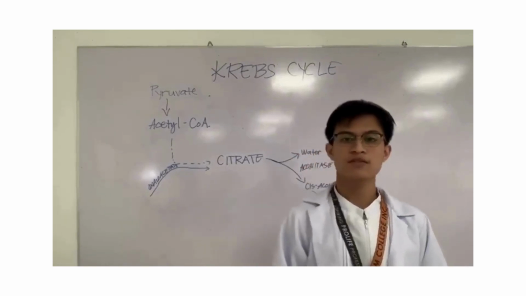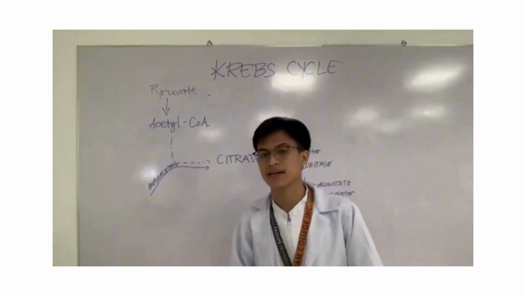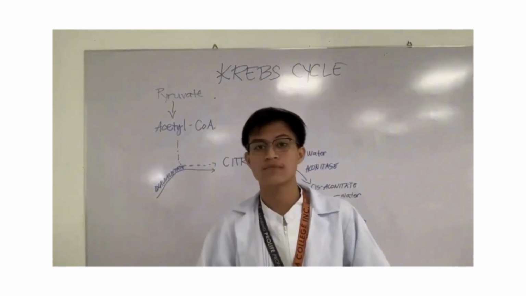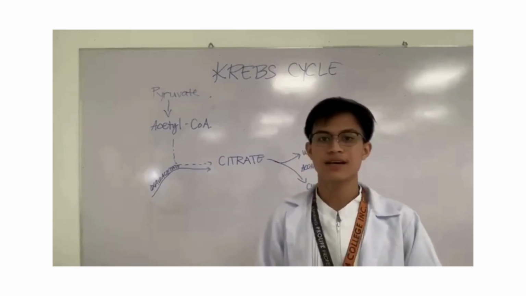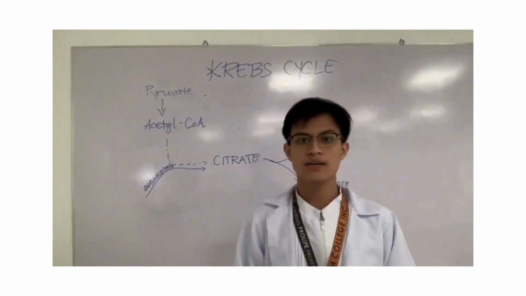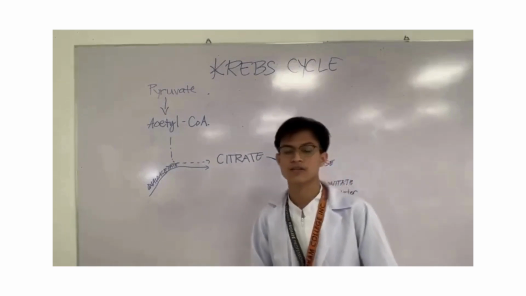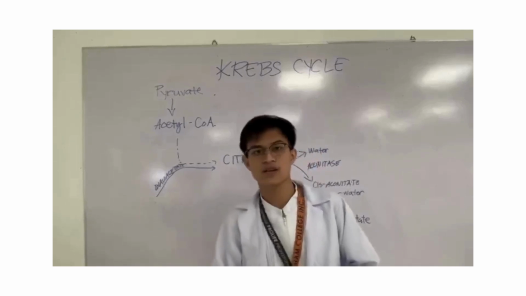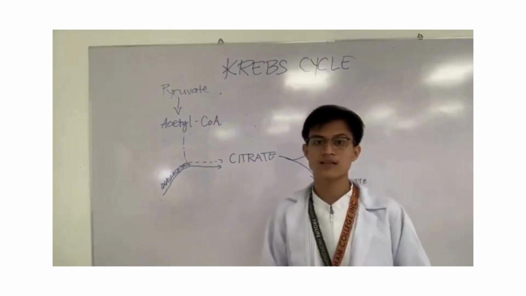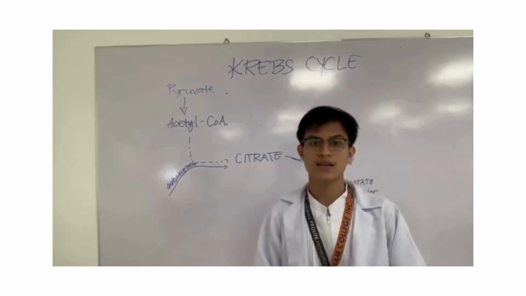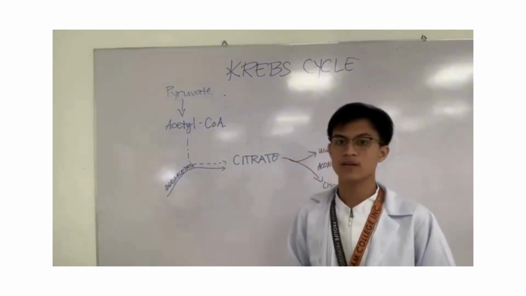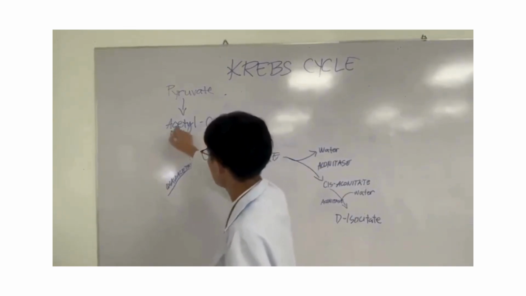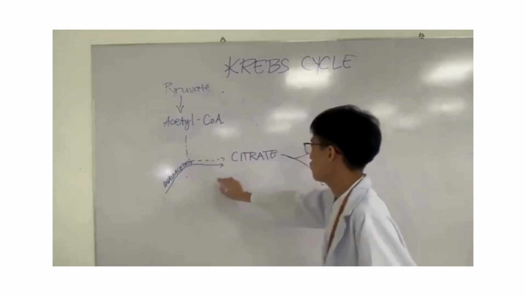So the first step in the Krebs cycle is the formation of citrate. Reaction: acetyl-CoA plus oxaloacetate forms citrate. The enzyme is citrate synthase, and it is not directly involved. A cofactor is not involved in this step, but coenzyme A is released. Explanation: in this step, the enzyme citrate synthase catalyzes the reaction between acetyl-CoA and oxaloacetate to form citrate.